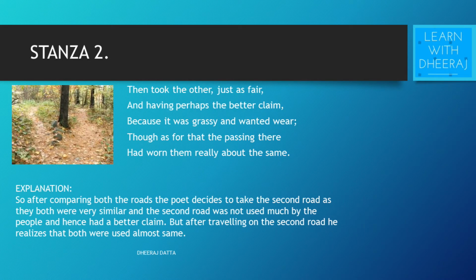Now in the second stanza he says, then took the other, just as fair, and having perhaps the better claim, because it was grassy and wanted wear. That means after final comparison, he decides to take the second road because it was not taken by most of the travelers, and he could find that by looking at the leaves which were not even squeezed or trodden or smashed by the walking of the people.